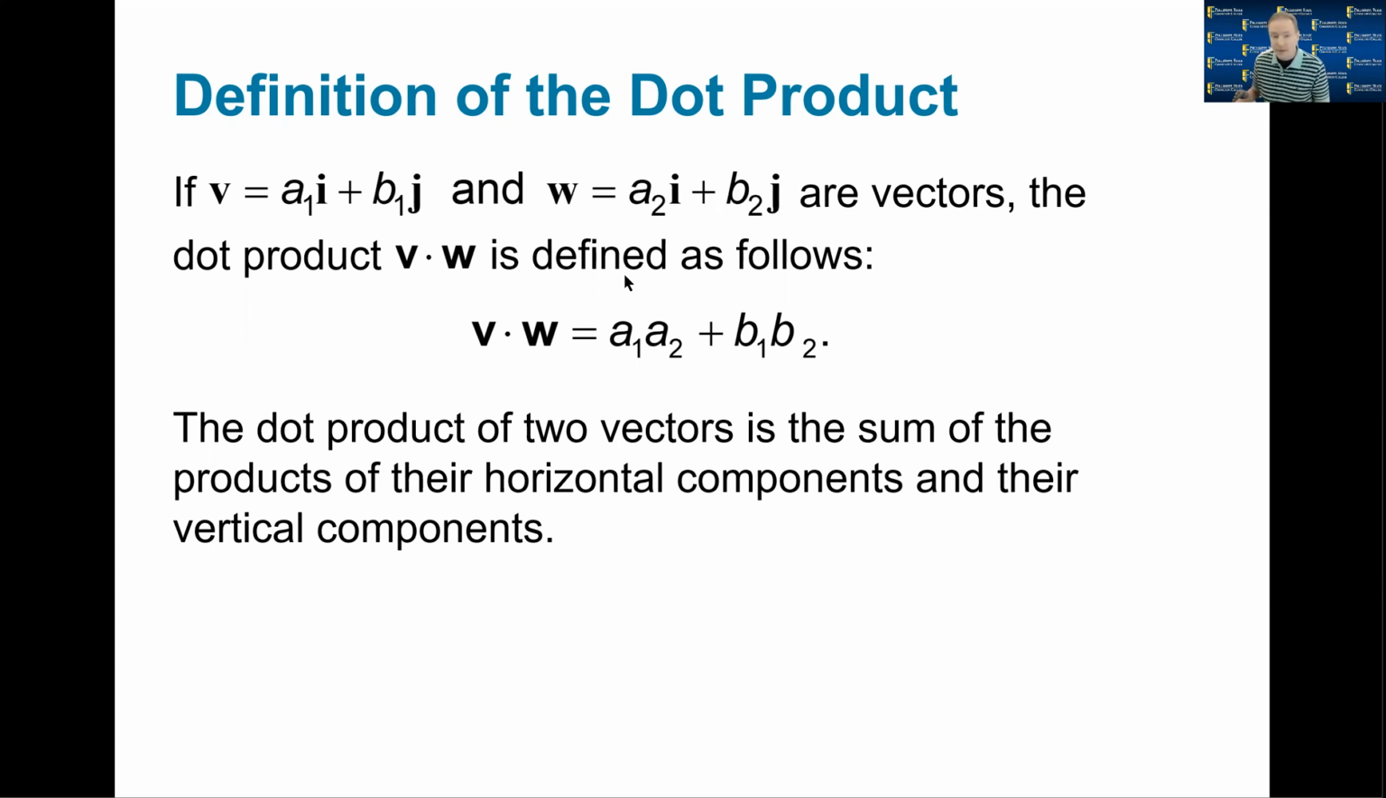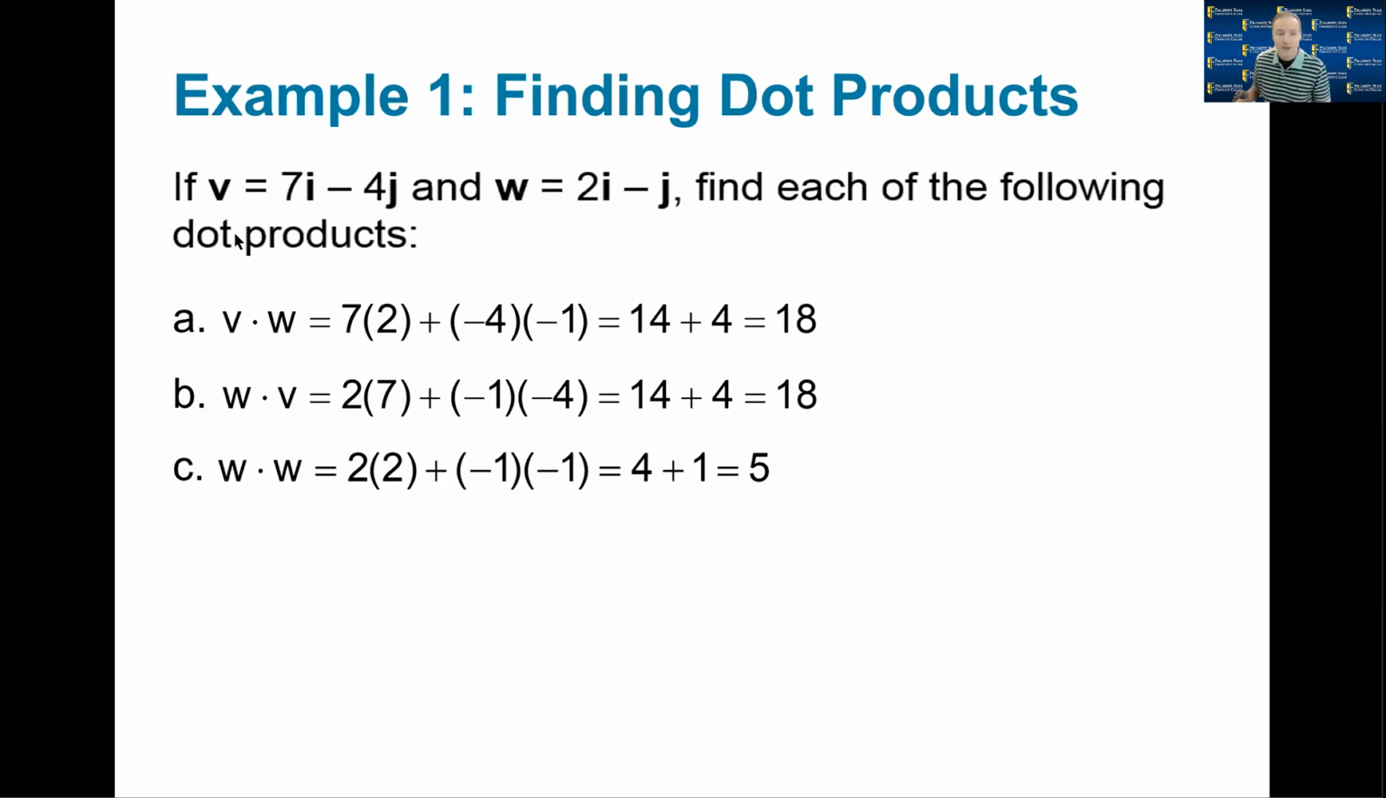Now, the dot product, all it's going to do is take the coefficients of the horizontal component i and multiply them together, add that product to b1 times b2, or the coefficients of the vertical component multiplied together. The dot product of two vectors is the sum of the products of their horizontal components and their vertical components. So these problems are going to be pretty straightforward.